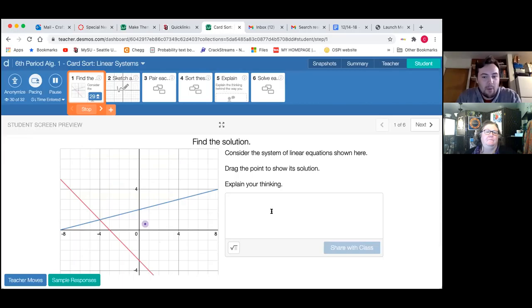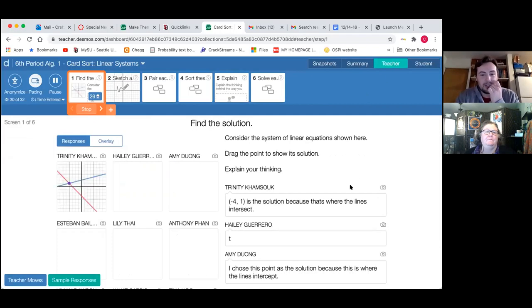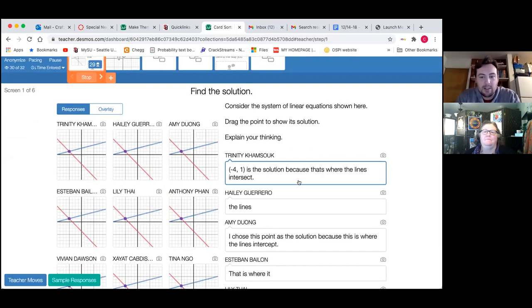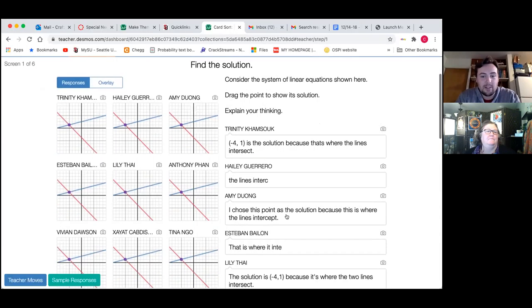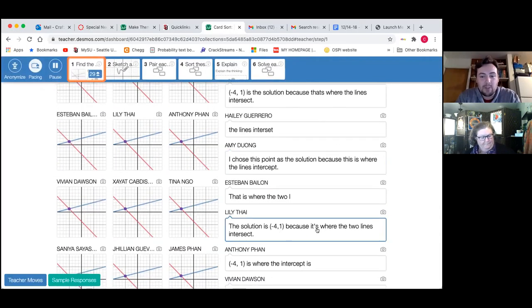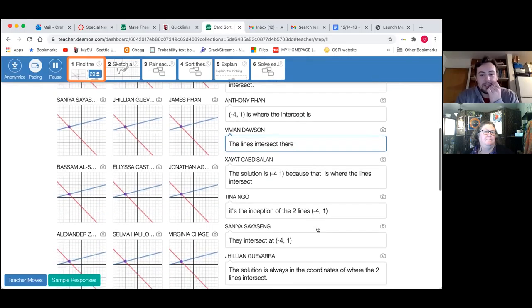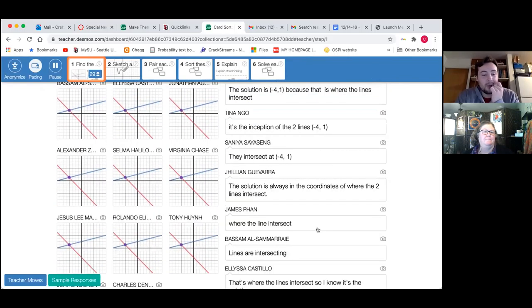But we're also hoping to see some of your explanations. And so we see Trinity said the solution is because that's where the lines intersect. Two lines intersect. Okay. There is another way of thinking about it as well, and that both of these lines are equations. They're equations to lines.